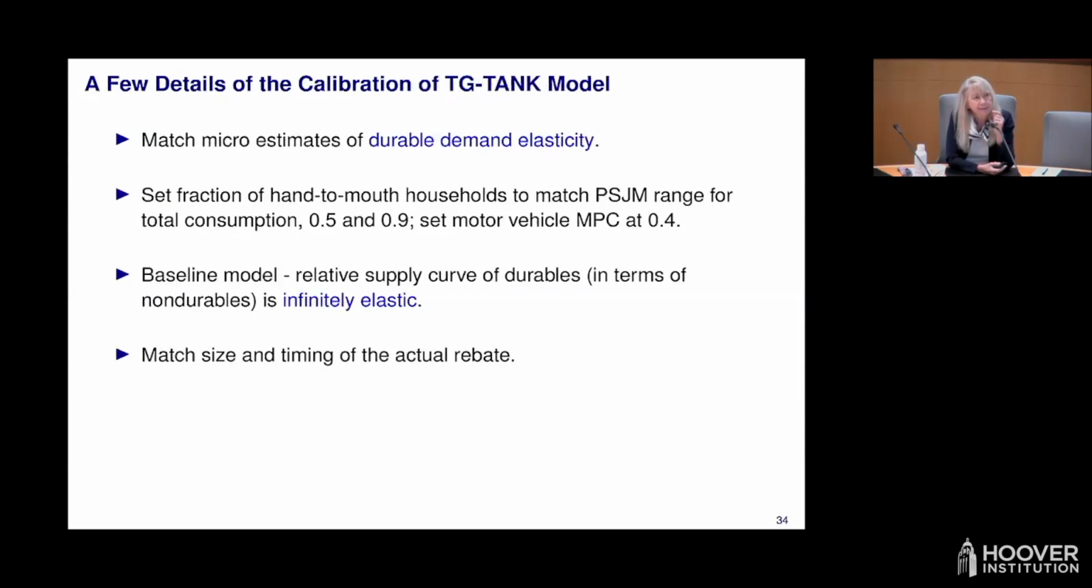Now, a few details of the calibration of this particular two-good model. We match micro estimates of durable demand elasticity. This turns out to be of absolutely primary importance, okay, and I'll talk about it in a second. We set the fraction of hand-to-mouth households, again, to match the Parker et al. estimates. We set the motor vehicle MPC at 0.4, that's what he had gotten. In our baseline model, we say, okay, let's let the relative supply curve of durables in terms of non-durables be infinitely elastic and match the size and timing of the rebate.